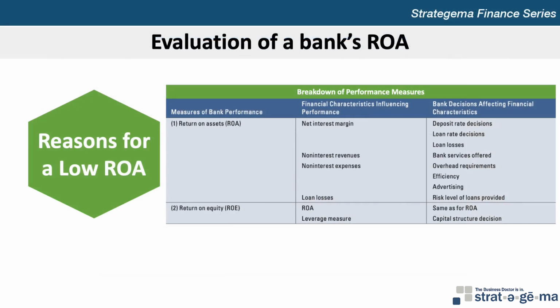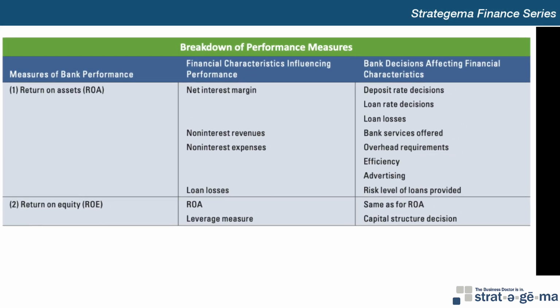This exhibit identifies the factors that can affect a bank's performance as measured by ROA and ROE. A bank's ROA can be negatively impacted by a number of factors, including low interest received on loans and securities, high interest expenses related to funding sources, insufficient non-interest income from supplementary banking services, heavy loan losses, or excessive non-interest expenses such as overhead and advertising.